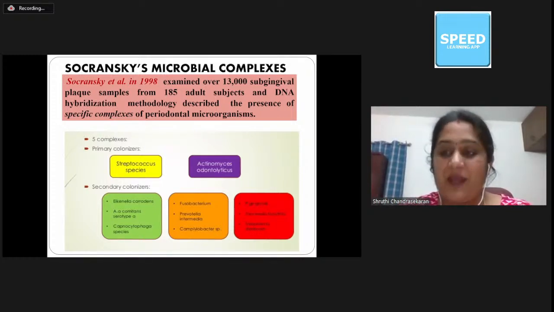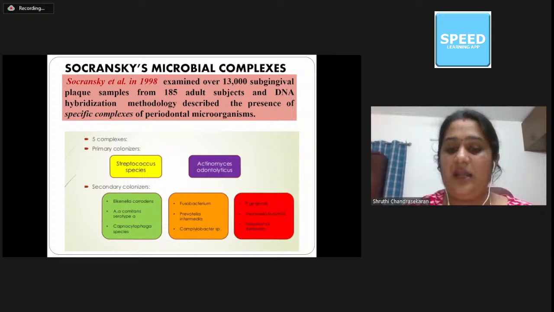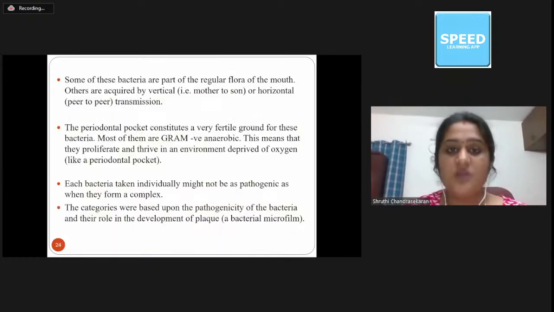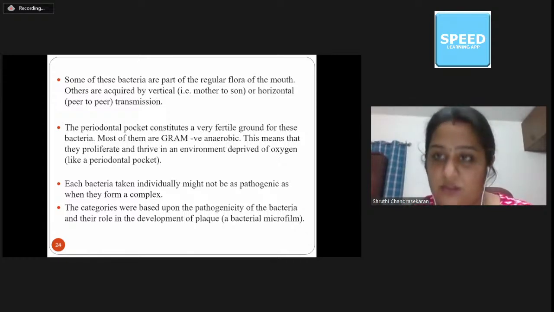You can see that the primary colonizers are predominantly yellow and green complexes, whereas the secondary colonizers are usually green, orange, and red complex bacteria. Some of these bacteria are part of the regular flora of the mouth and others are acquired from mother to son or by horizontal transmission.